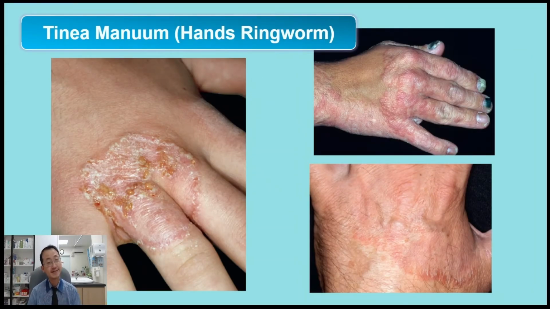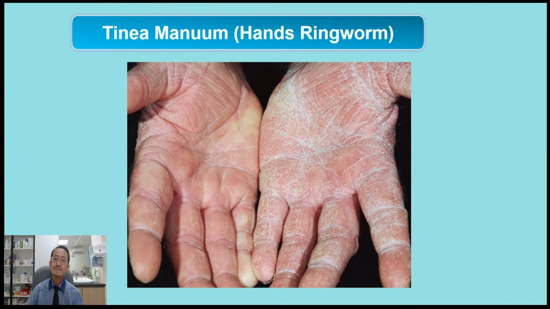Tinea manuum, these are called hand ringworms. You can see the ring-like structure over the hands, very active border, some pus, some crusting lesions. So these are over the hands as well. Tinea manuum, if it occurs over the palms, usually presents with powdery lesions over the palmar creases. You can see the palmar creases are all filled up with powder.